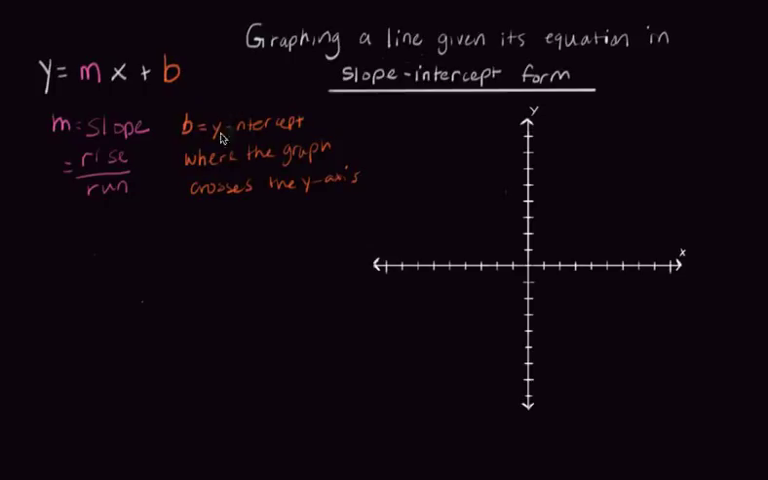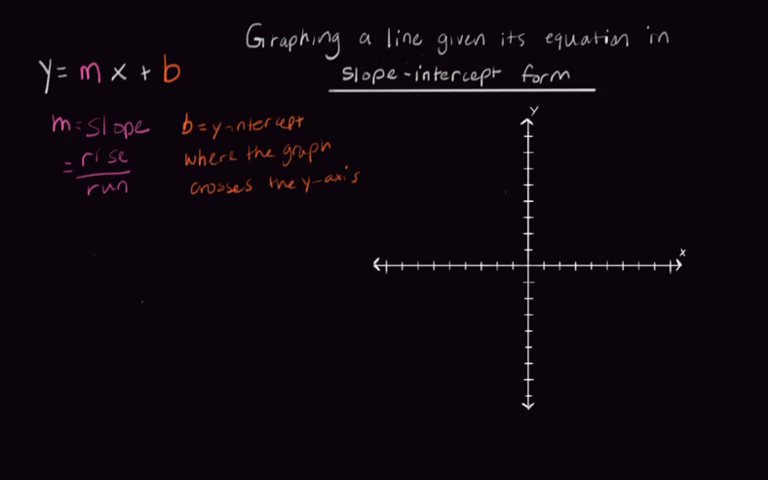So I want to do one more example where we talk about graphing a line given its equation in slope-intercept form. So you'll remember that that means y equals mx plus b. That's the form we have our line in. And then m is the slope, which is the same as rise over run. And then b is the y-intercept, which is where the graph crosses the y-axis.